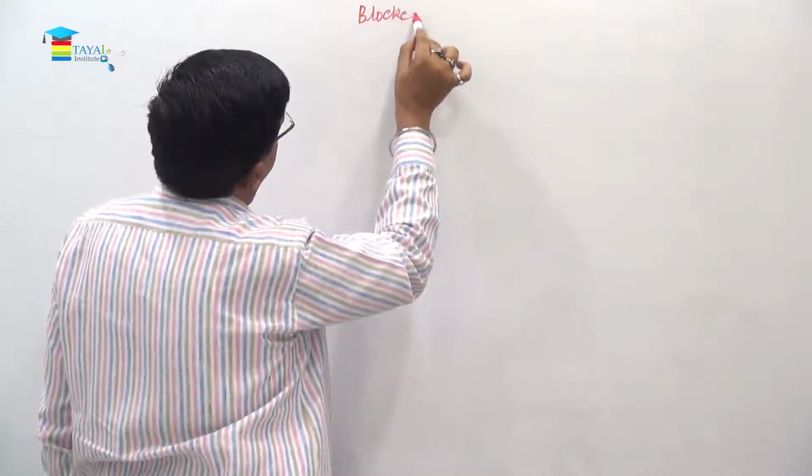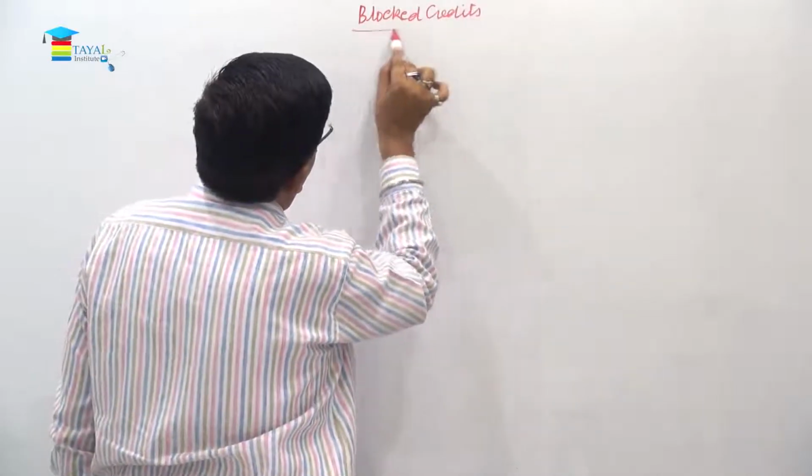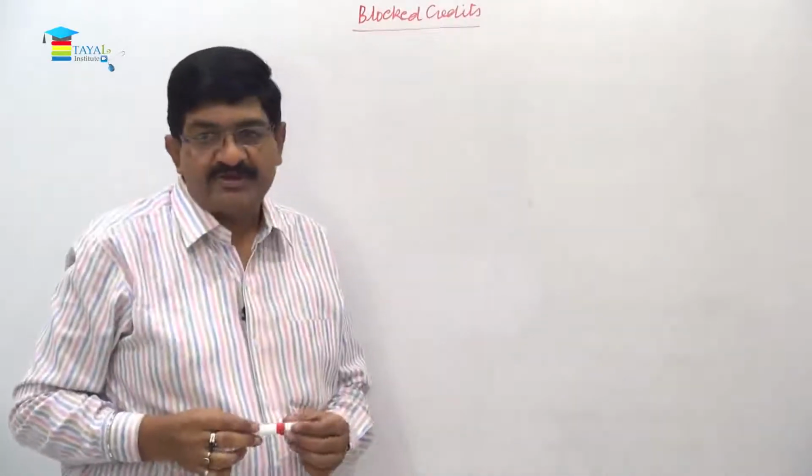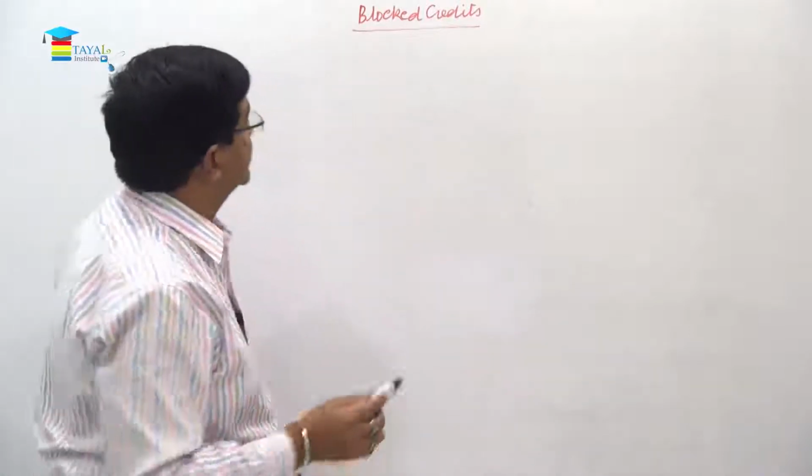So this is blocked credits, means credit is not allowed. In this we have clause A, and this is saying motor vehicle and other conveyances.